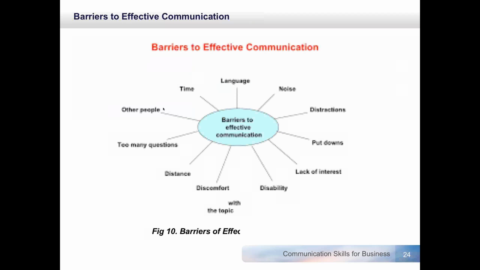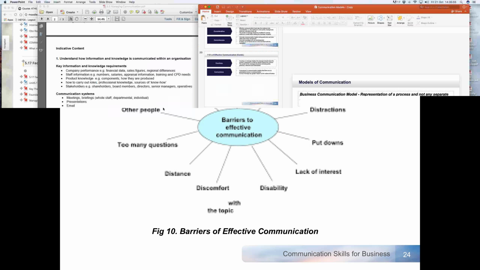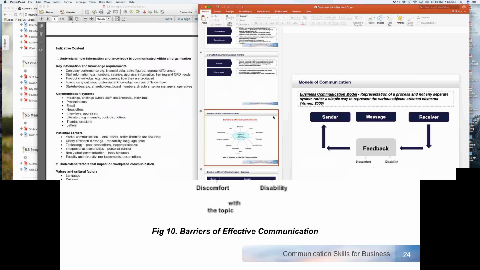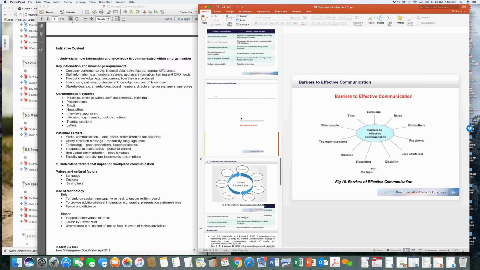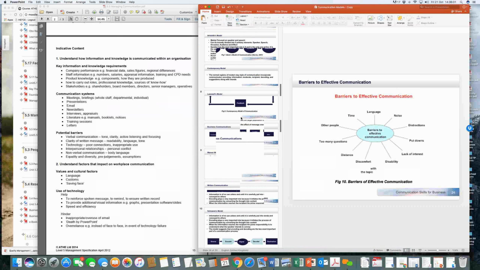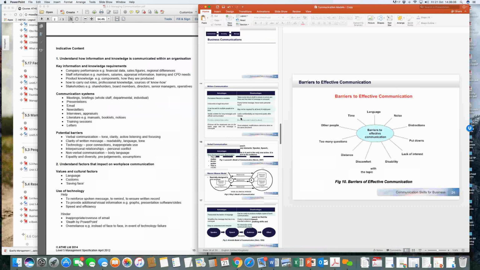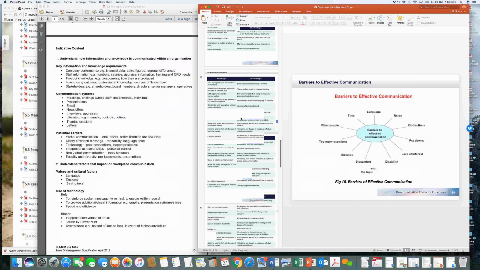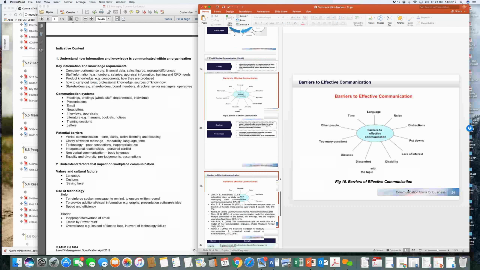Right. This particular slide is not very clear, but it talks about barriers to effective communication. All the elements that we have spoken about in the communication process, which is in slide 5 if I just scroll very briefly, can also at some point in time become barriers to effective communication. And that is what has been depicted here in this slide. And we briefly talk about the barriers.